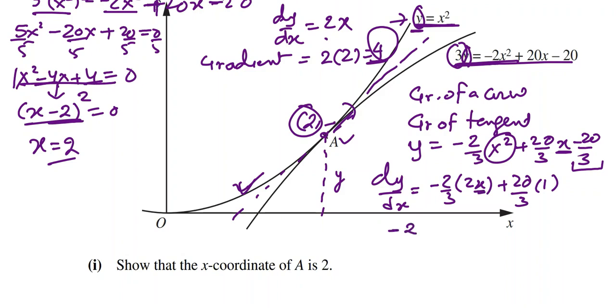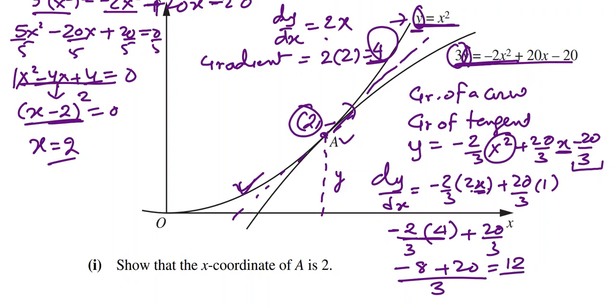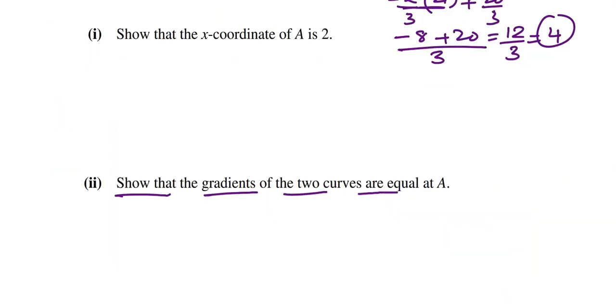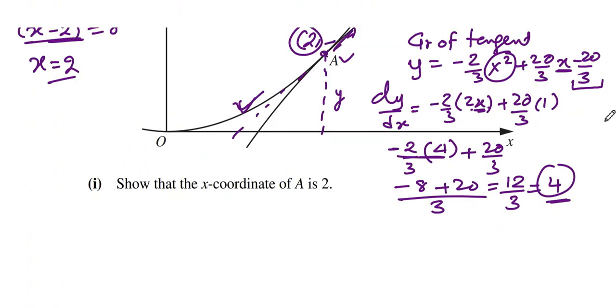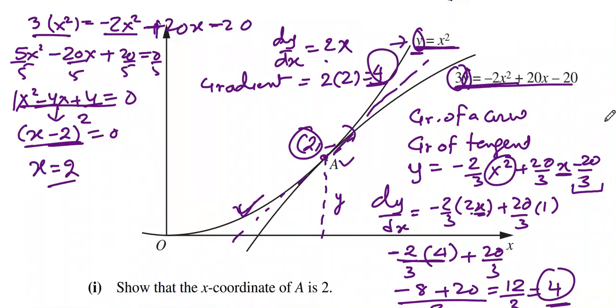So minus 2 over 3 and 2 times 2 is 4, plus 20 over 3, and this is minus 8. Both have denominator 3, so minus 8 plus 20 becomes 12 over 3, which is again 4. The question here was, show that the gradients of the two curves are equal, and we just showed that both of them are equal, though we know for sure that they will have the same tangent at the same point.